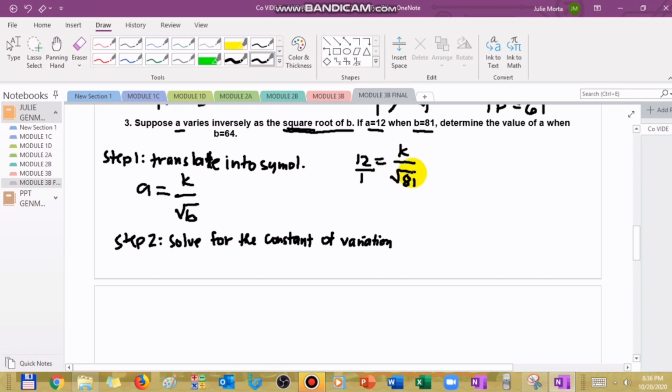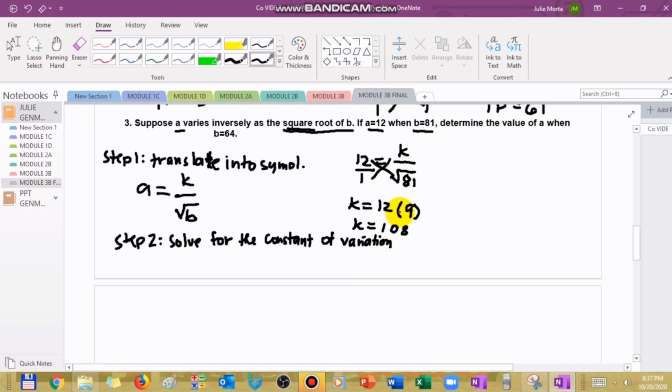Bago ka mag-cross multiply, check mo muna to. May square root ang 81. Ang square root ng 81, positive or negative? 9. Pero ang kukonsider lang natin yung positive. So, ang constant mo ngayon, K. Okay, cross multiply. K times 1 is K. That is equal to 12 times, anong square root ng 81? Ang square root ng 81 ay 9. So, times 9. Cross multiply na sila, pero kinuha na natin yung square root na to, ano yung 9. So, 9 times 12. So, K now is equal to 12 times 9 is 108.